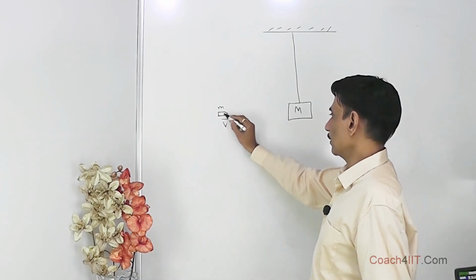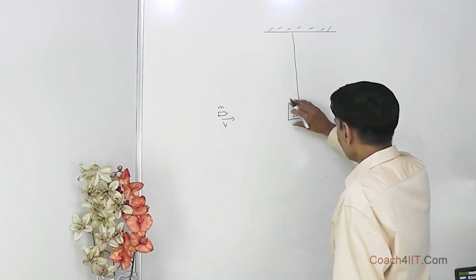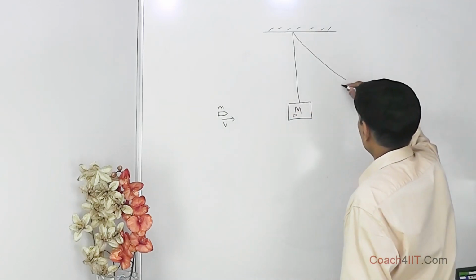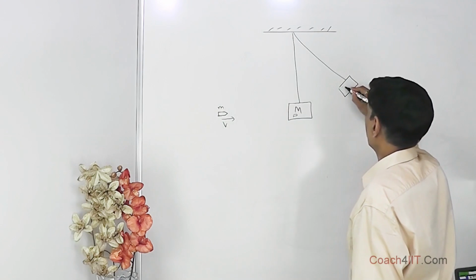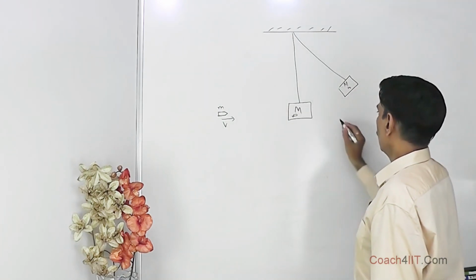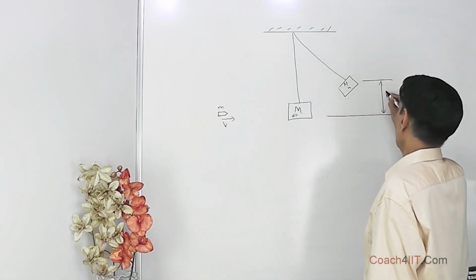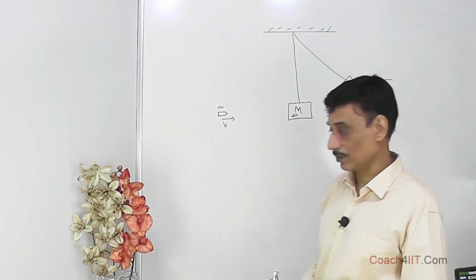Then what happens is this bullet gets embedded into this wooden block, and as a result the block moves up over here with this small m embedded into it. What is this height to which it is going to rise?